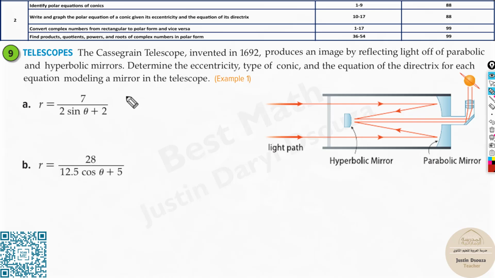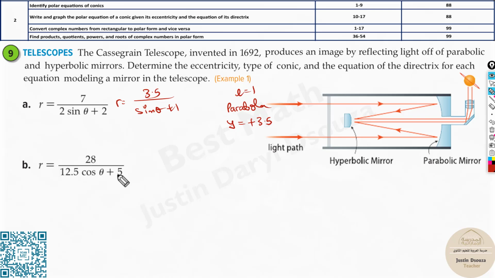Now you have to do the same method like the previous one, but I'll just jump to the answer here. r equals this divided by 2. Then over here I have sine theta plus 1. The e value is 1. It's a parabola. Why? Because the e value is 1. And then the directrix. Here it's sine, so it will be y equals plus, because it's positive over here. And 1 times this much is just this, 3.5. Done.